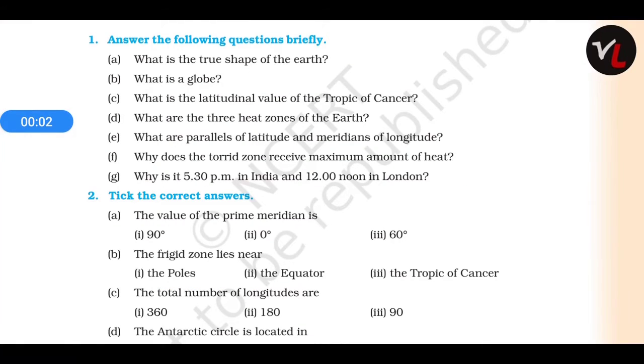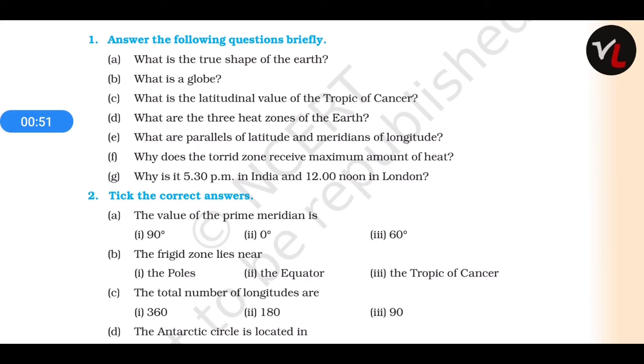Now, let's check out the exercise questions. First one, what is the true shape of the earth? We have studied it in the earlier chapter also. The true shape of the earth is geoid, which is flattened at the poles. What is a globe? A globe is a miniature representation of the earth, which is tilted on an axis that passes through the North Pole and South Pole.